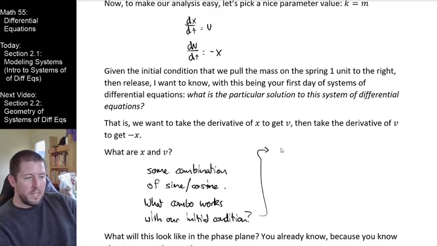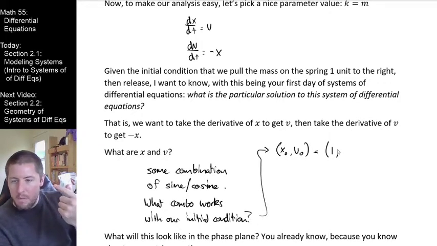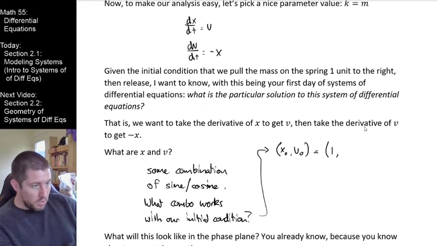So what is our initial condition here? It seems to me like my initial position, initial velocity, what are they? Well, my initial conditions, we pulled the mass 1 unit to the right, so my initial position is 1. And what is the initial velocity of the mass in the spring? I'm just going to let go. So at the instant I let go, it had no velocity, right? So there should be a 0 for the velocity term right here.